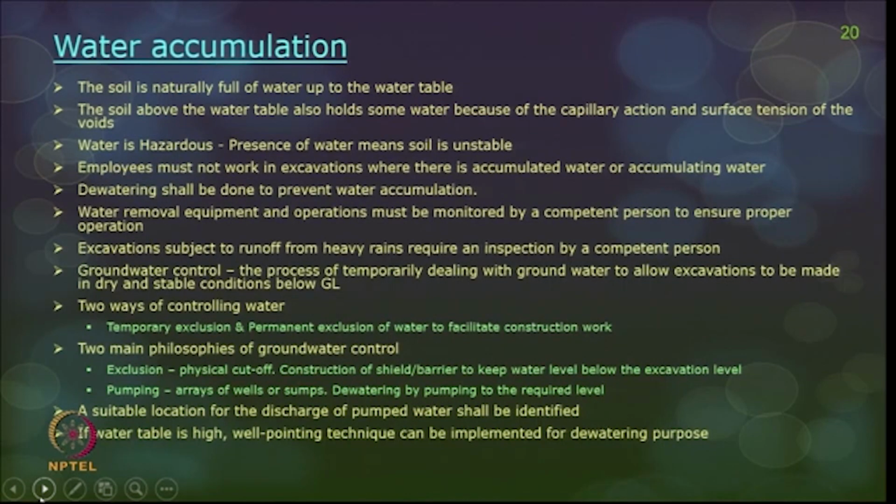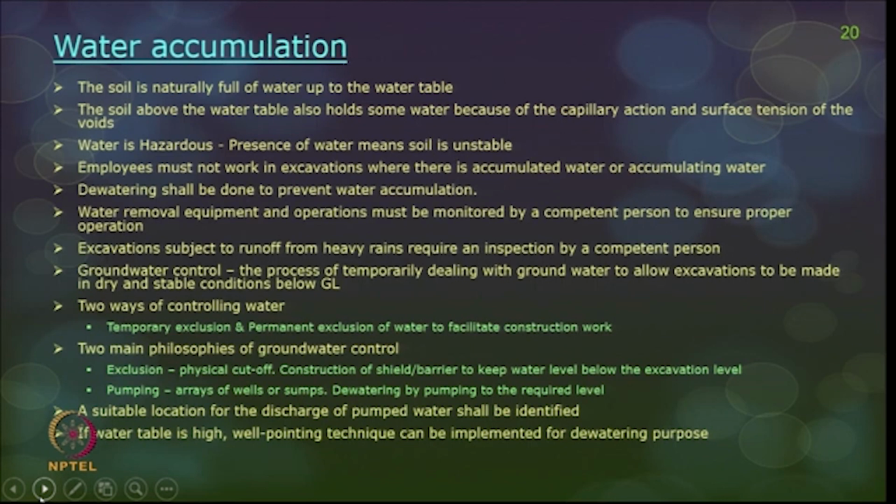And employers must not work in an excavation where there is accumulated water or where water is accumulating. So, dewatering has to be done before you start working on the excavation. You may have to have adequate dewatering equipment at your site, so that you can use it immediately to drain out or pump out all the water. And excavations which are subject to heavy rainfall should be inspected before you start putting in the equipment and continuing with your excavation work. That also you should take care of.